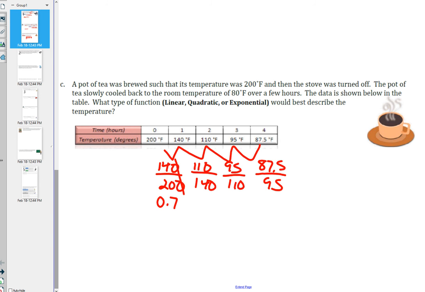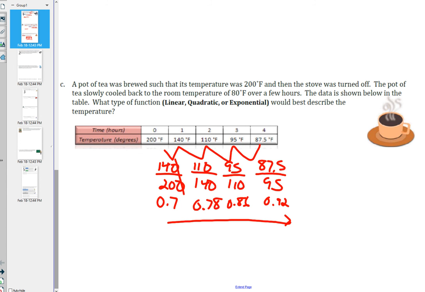0.10 divided by 140 is 0.78. 95 divided by 110 is 0.86. And then 87.5 divided by 95 is 0.92. So even though we don't have a common ratio, we see that the ratio though is increasing.